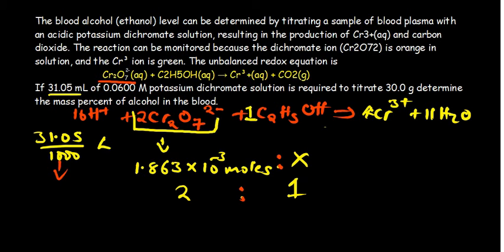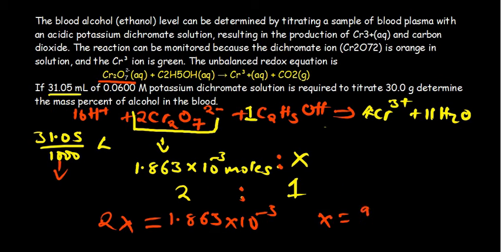So if we are to find the value of x, it's going to be the calculated number of moles divided by 2. Or in short, you have 2x giving us 1.863 times 10 to the power negative 3. So to find the value of x, you have to divide by 2. So the number of moles of the ethanol that had reacted is 9.315 times 10 to the power negative 4. So we found the number of moles. That is for C2H5OH. Remember the one that we had determined first was for potassium dichromate.